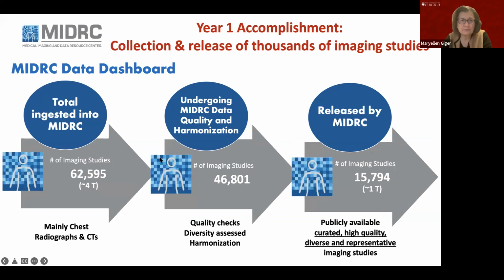This shows, and you can go to our update. This is old, but let me show you. We keep track of how many imaging studies we've ingested, and these are mainly radiographs and CTs. How many are currently undergoing quality checks and harmonization, and how many then are released on the open website? So roughly, some of these two equal this. The slide is old because, as I mentioned, I had to get it in for the SAM's credit approval. This now is not 15,000, but 29,000.